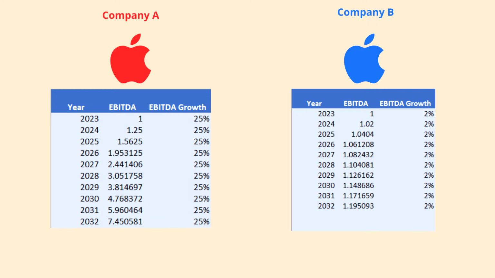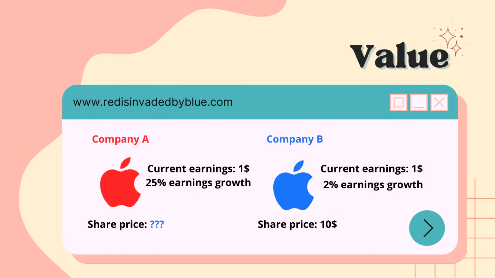Let's say that Company B is fairly priced for $10, then what exactly would the share price for Company A be if they are growing that much faster? And this is where we start to look at market multiples. And there are several multiples that you can look at. The most famous one being price to earnings multiple, but another very important one is the enterprise value to EBITDA ratio.